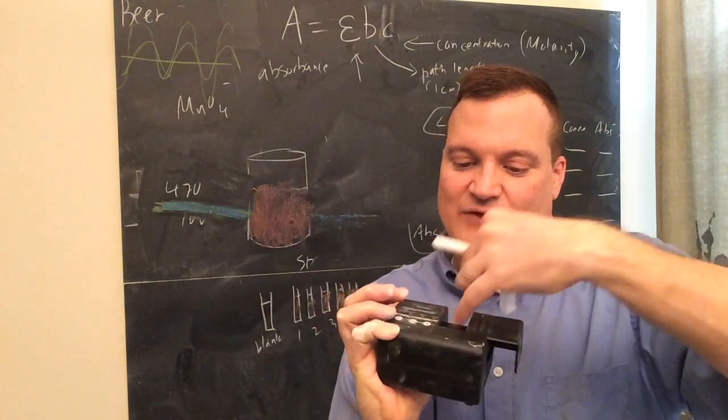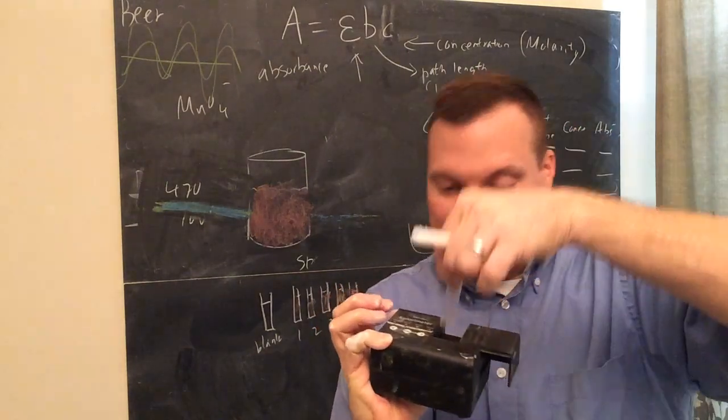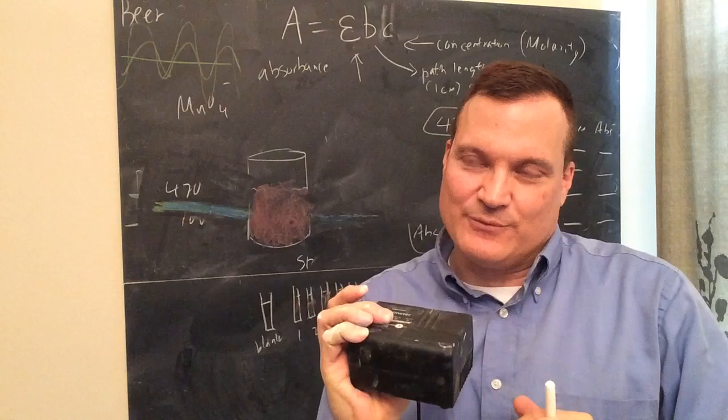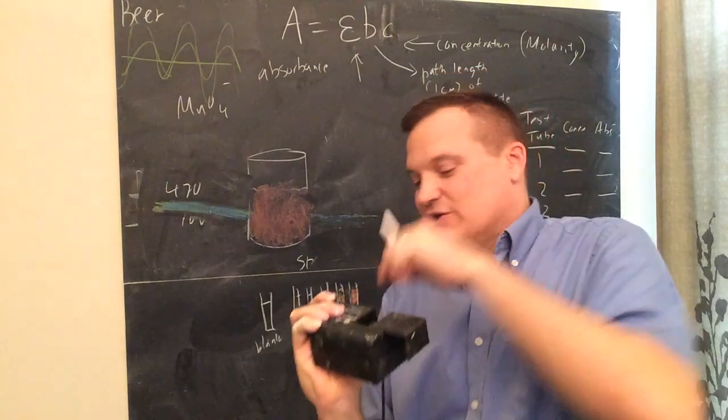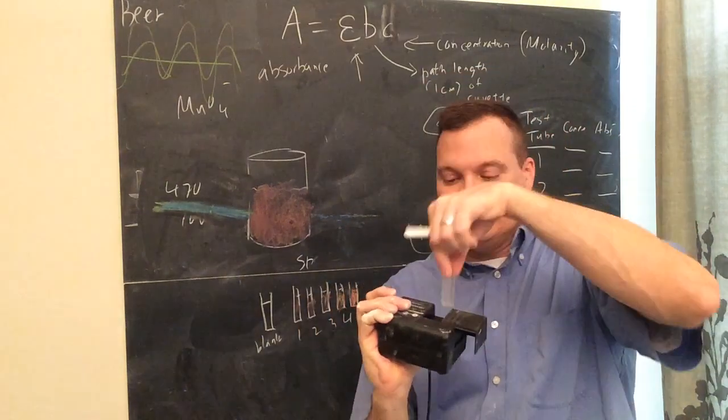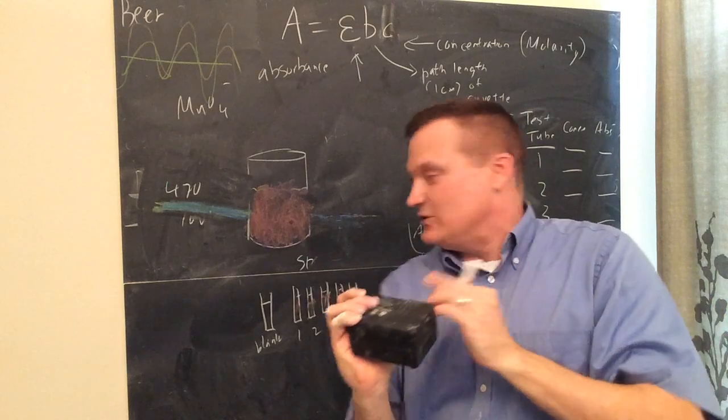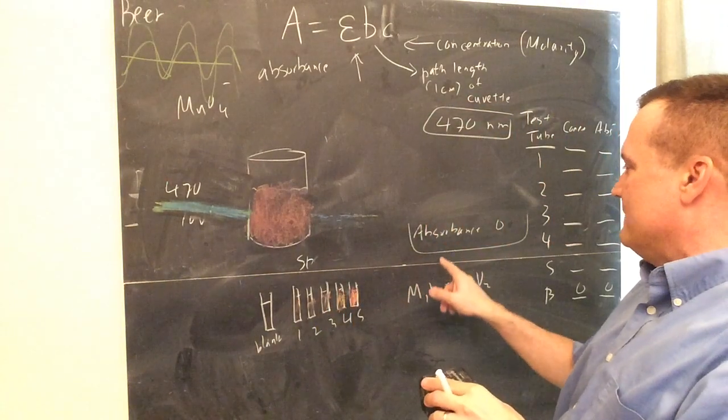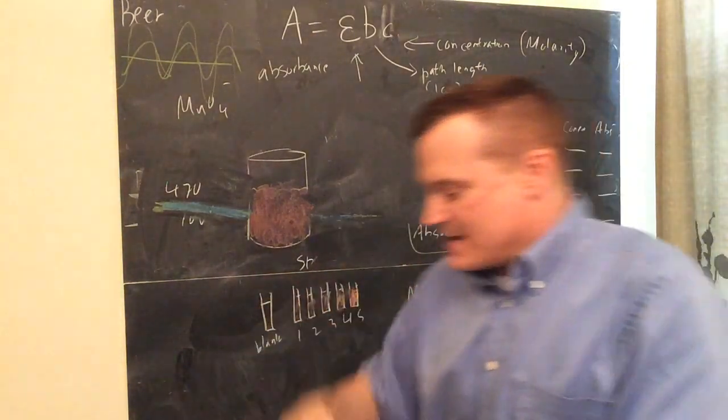Take red number 1 out. Now I have to put in the blank again and calibrate it. Okay, now I'm ready for number 2. I'll take that one out, put in number 2, and measure number 2. What is number 2's absorbance? 1, 2, 3, 4, 5. That's how you do it.